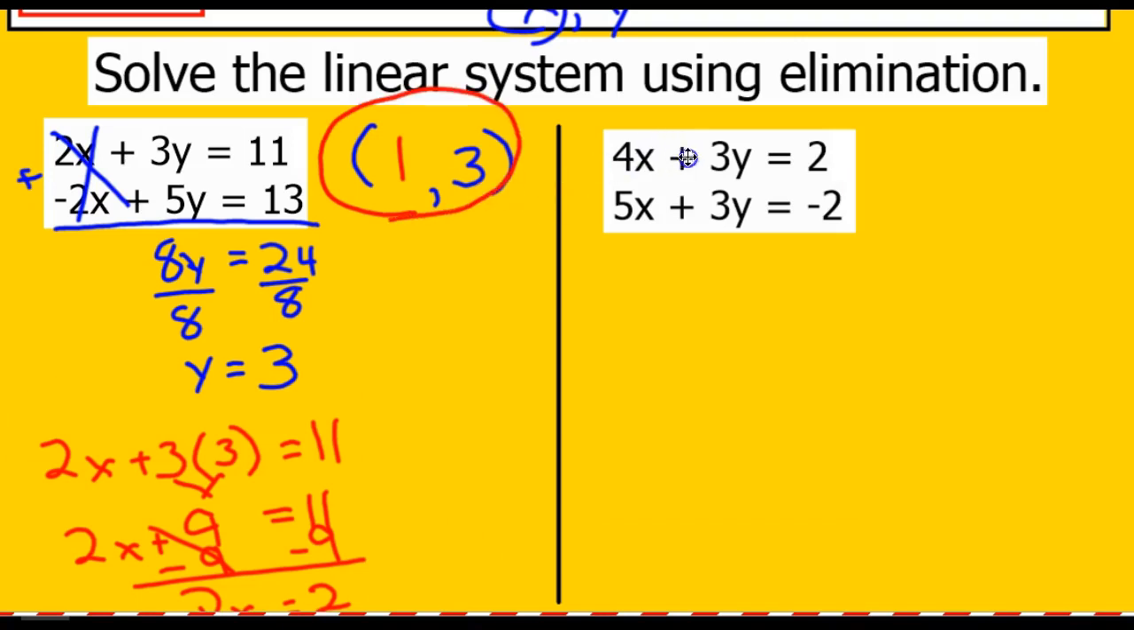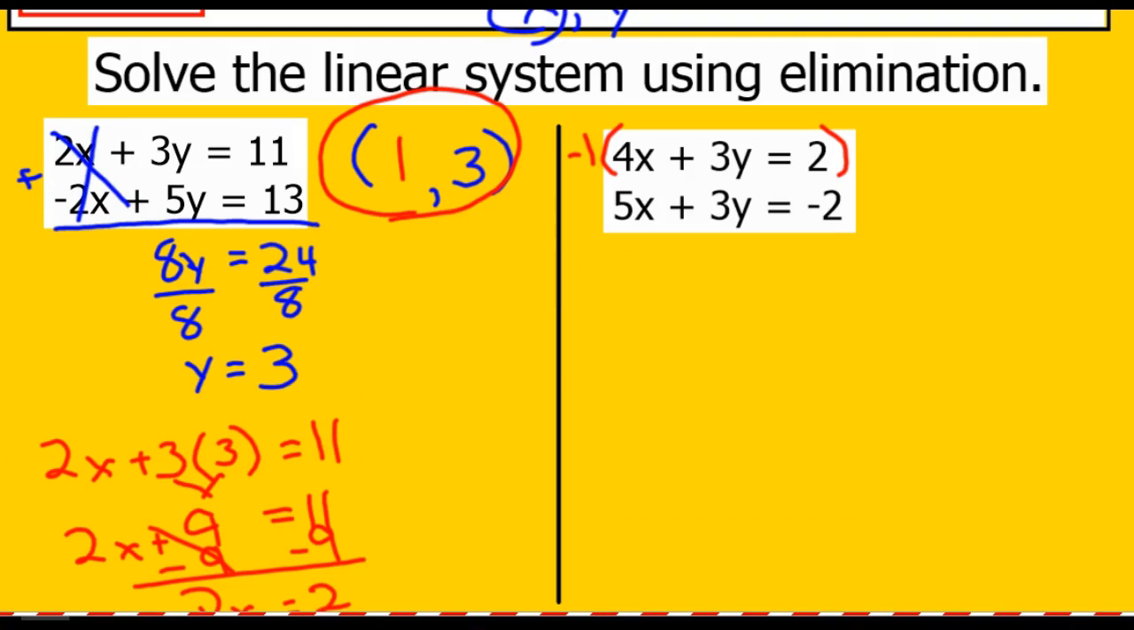Now here we have 4x plus 3y equals 2 and 5x plus 3y equals negative 2. We don't have a positive and a negative like we did last time, but we do have two 3y's. Now we could get rid of those by making one of these negative. The way we make one of these negative is if I multiply the whole thing by negative 1. I can't just multiply the 3. If I multiply one thing, I have to multiply everything.